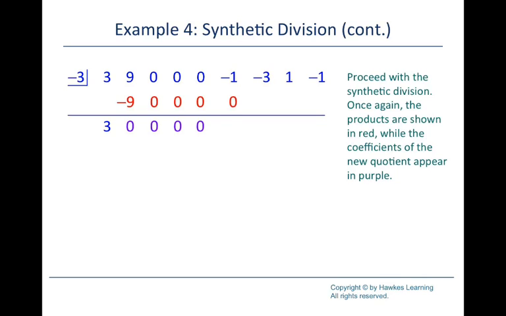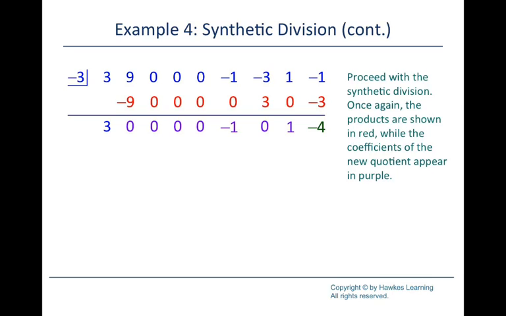Okay, now I'm going to finally get a -1 when I add. -3 times -1 is +3. But I get a 0 again. -3 times 0 is 0. Add and get 1. -3 times 1 is -3, so I have -4 as a remainder.